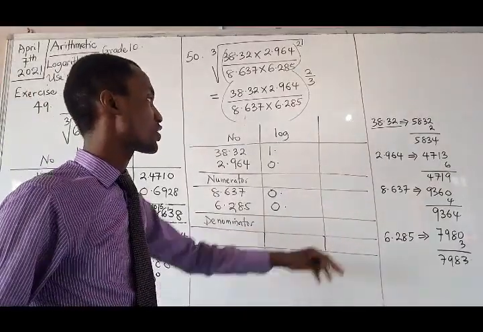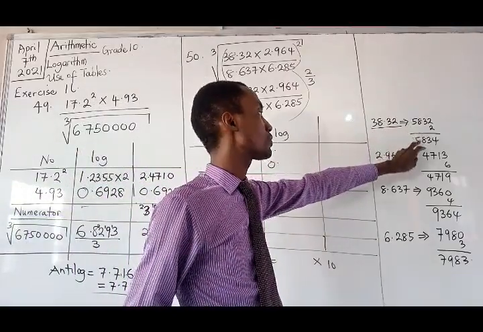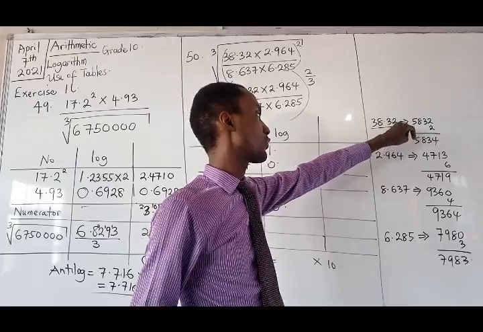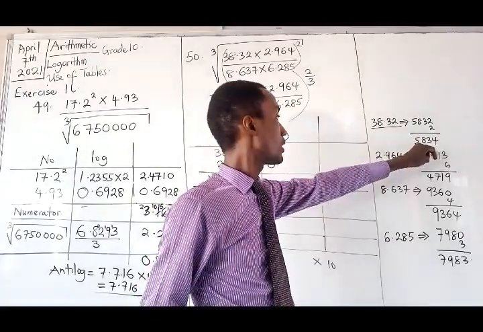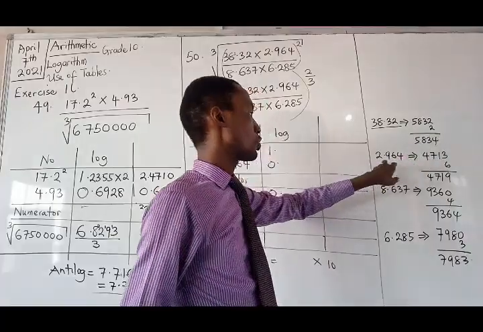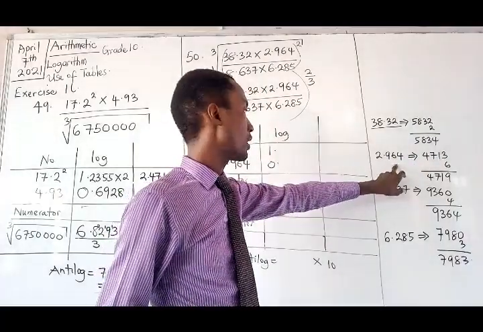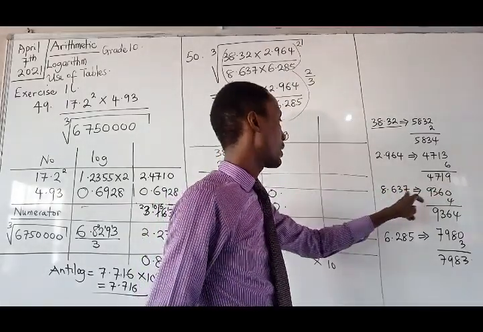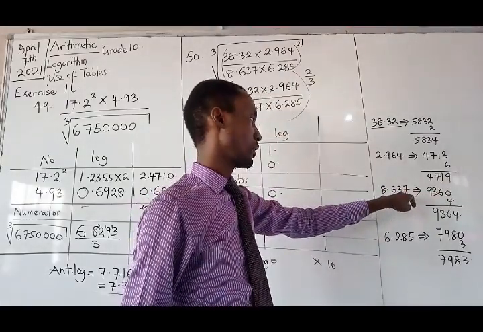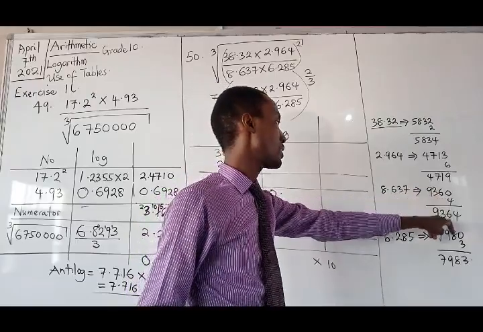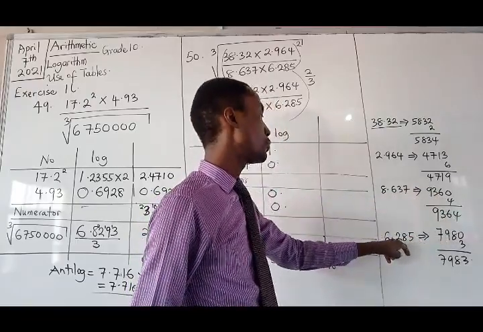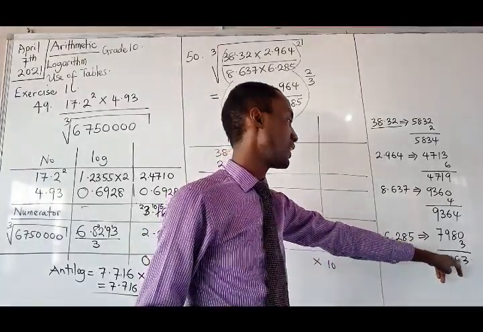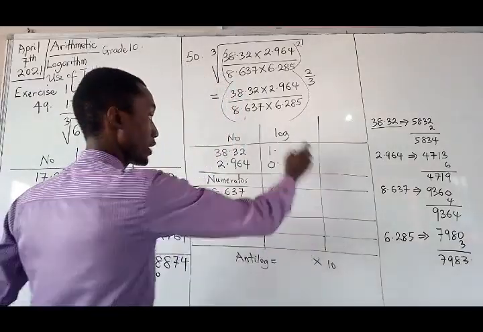Okay, for want of convenience, we've tried to use our logarithmic tables to get out these different values. 38 under 3 difference 2 will give us this value, 5834. 29 under 6 difference 4 will give us this value, 4719. 86 under 3 difference 7 will give us 9364, and 62 under 8 difference 5 will give us 7983. We'll then transfer these values here.